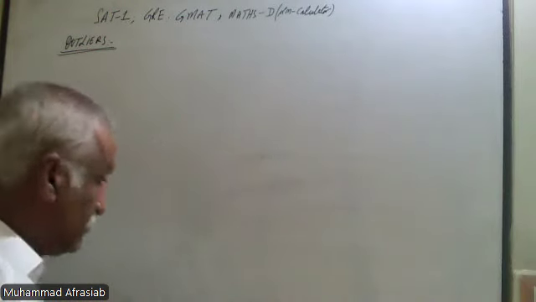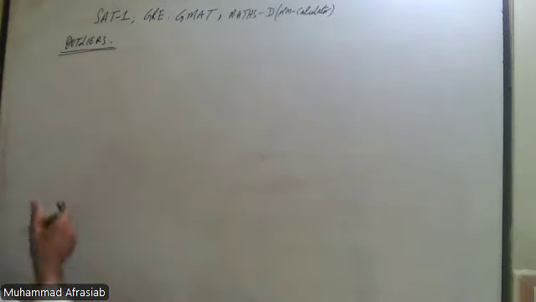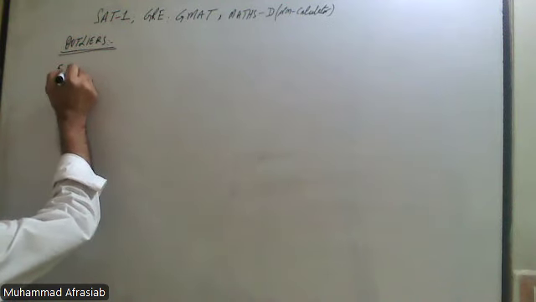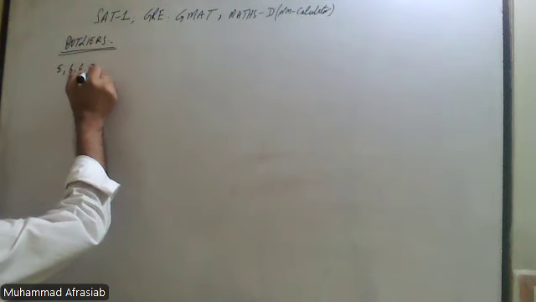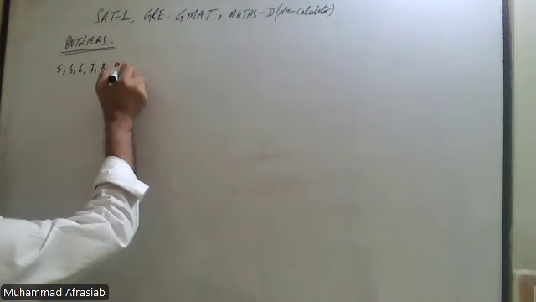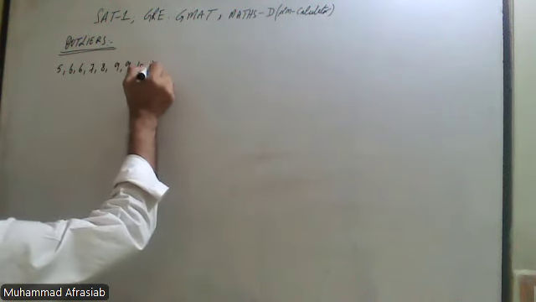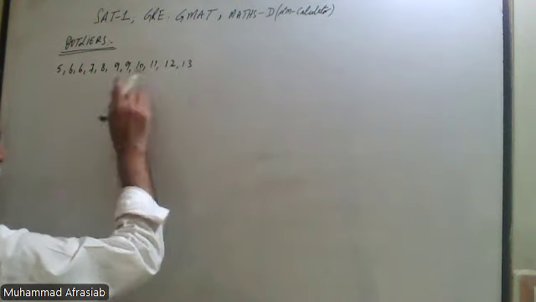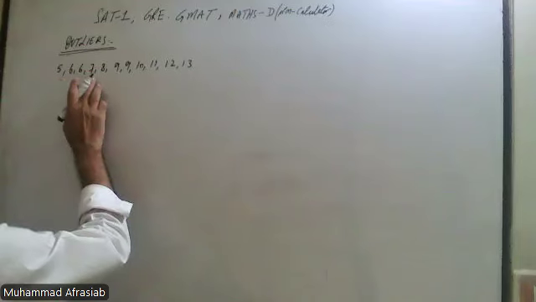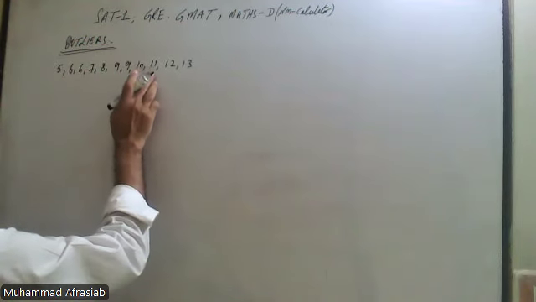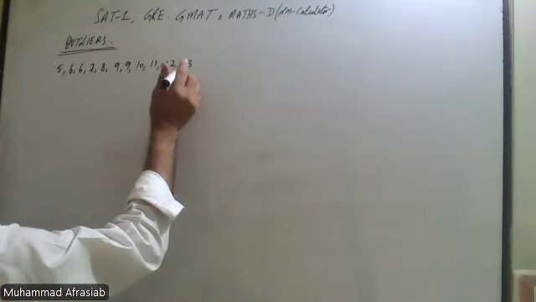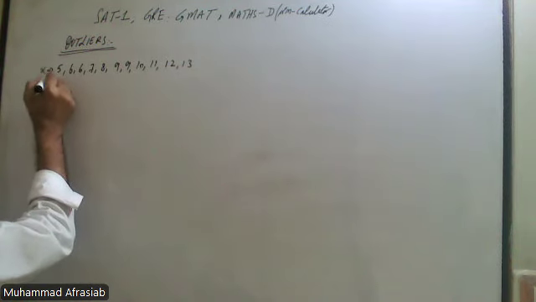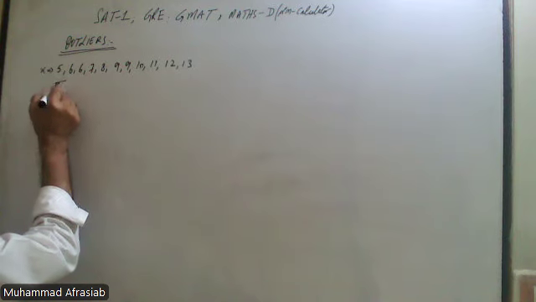Let's say a simple data set is 5, 6, 6, 7, 8, 9, 9, 10, 11, 12, and 13. So there are 11 frequencies for this data.